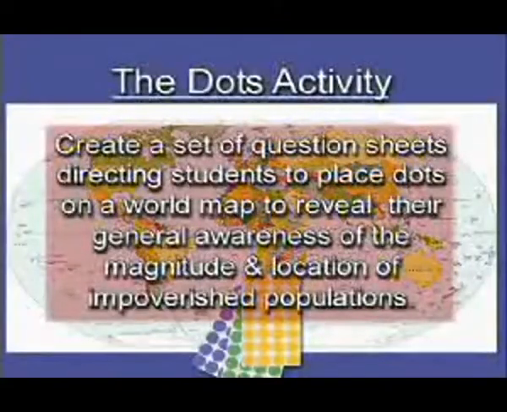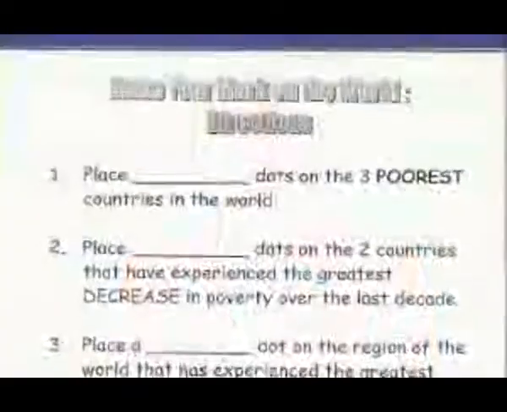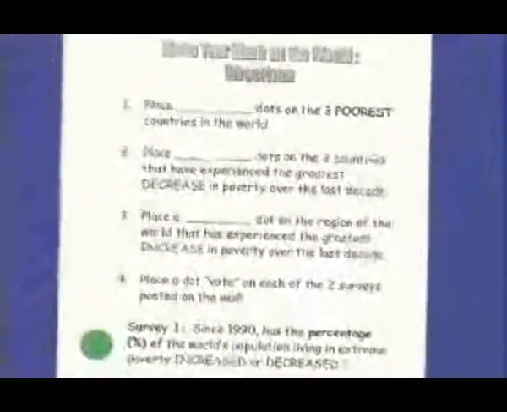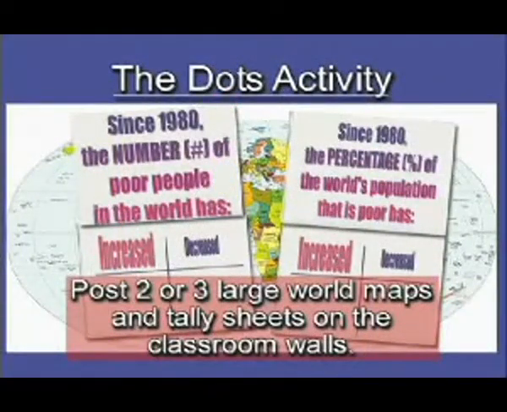To prepare for the activity, create a set of question sheets directing students to place dots on a world map to reveal their general awareness of the magnitude and location of impoverished populations. Note that it works well to state the directions as place a blank dot on whatever you're looking for, the 3 poorest countries of the world, for example. If you then laminate the direction sheets, it's easy to stick different colored dots in the question blanks. Post 2 or 3 large world maps and tally sheets to record survey responses on the classroom wall. One caution, the map you'll see in the video is a landform map, but a political map makes it easier for students to find the countries they're looking for.